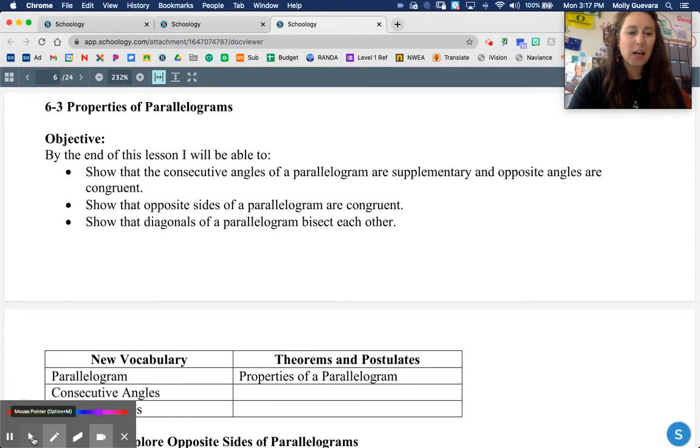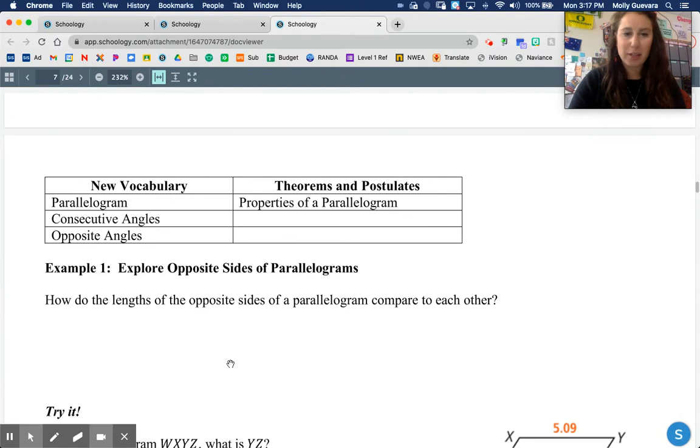Okay. But we do have new vocabulary. Our new vocabulary today is we're going to review what is a parallelogram. Okay, then we're going to talk about what does it mean if 2 angles are consecutive, and what does it mean if 2 angles are opposite. Then we're going to look at what are the properties of a parallelogram. So what makes a parallelogram different from a kite or a rectangle or a trapezoid or any other quadrilateral, okay?